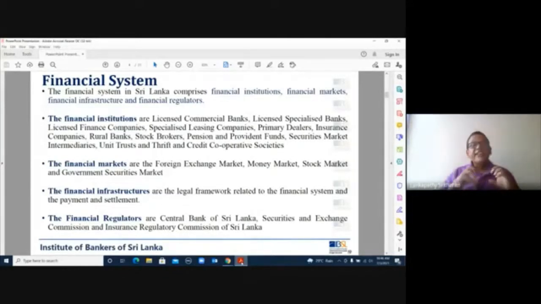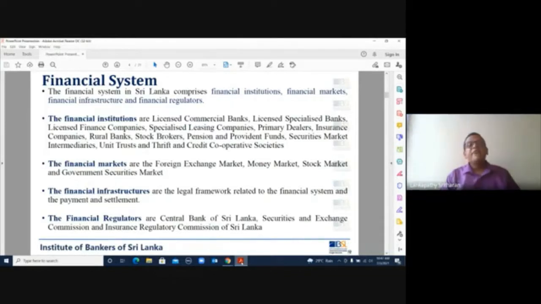And then the financial infrastructure. The financial infrastructure is the legal framework related to the financial system, and the payment and settlement system. The payment and settlement system, of course, helps to make transactions. As I explained to you all, if it is a check transaction, the institution which provides the check clearing facilities comes under the payment and settlement infrastructure.